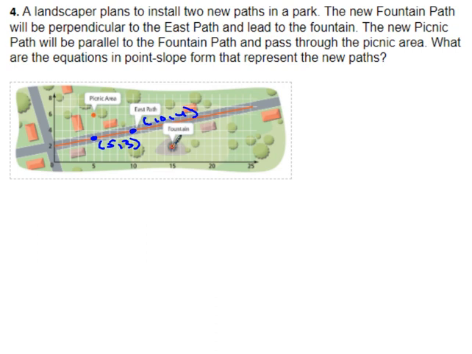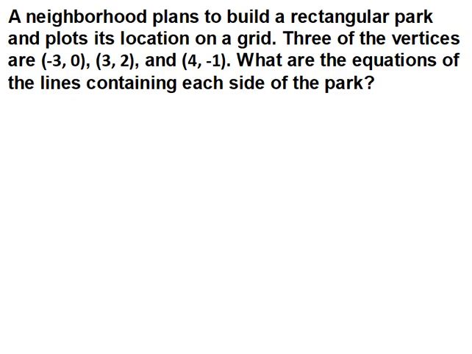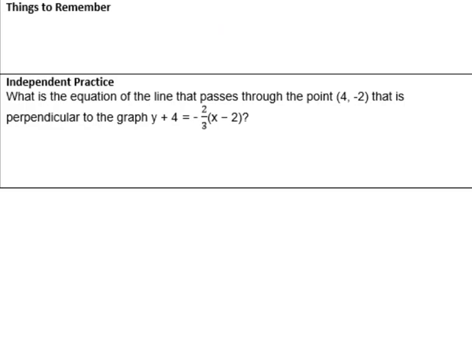The fountain here is at 15-2. And then your picnic is at 5-6. So answer, I want 2 equations. One equation for the picnic path, one equation for the fountain path. You have all the information you need and go from there. See how you do. And then we're going to skip this one for right now.